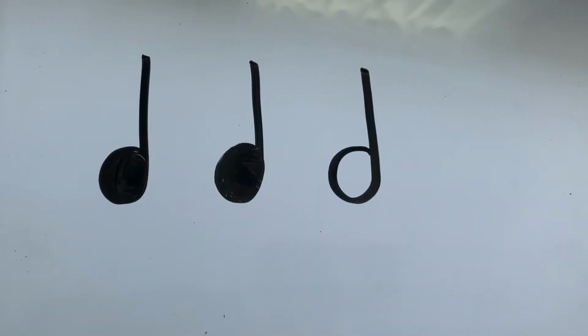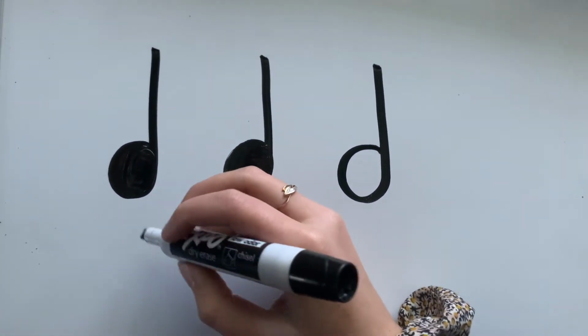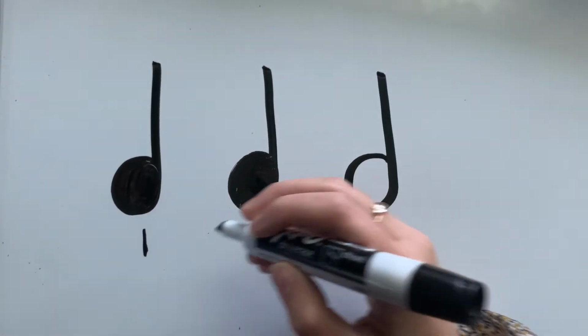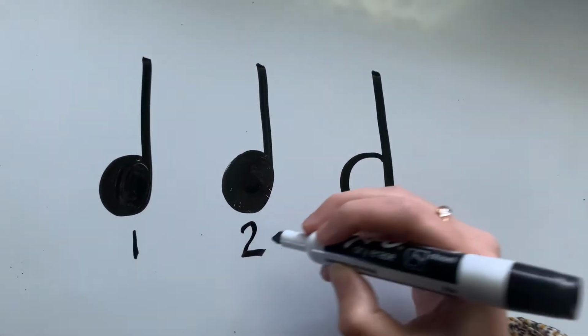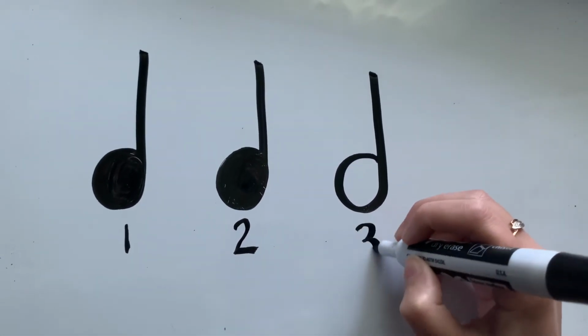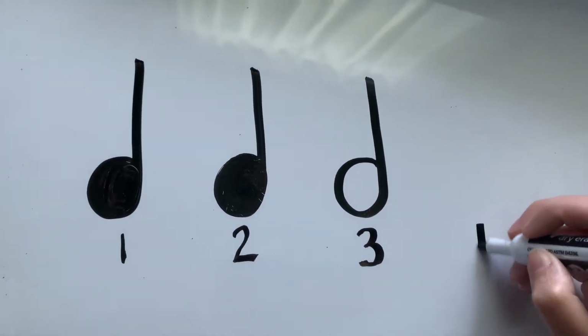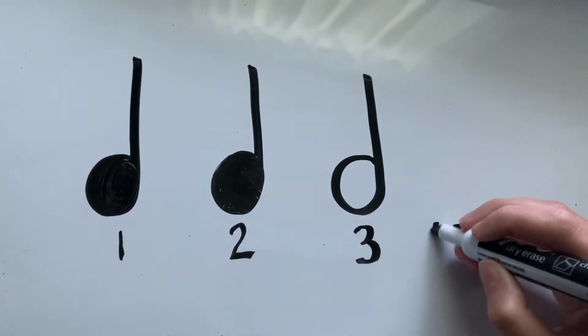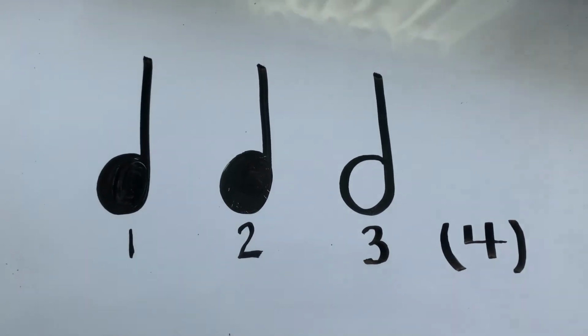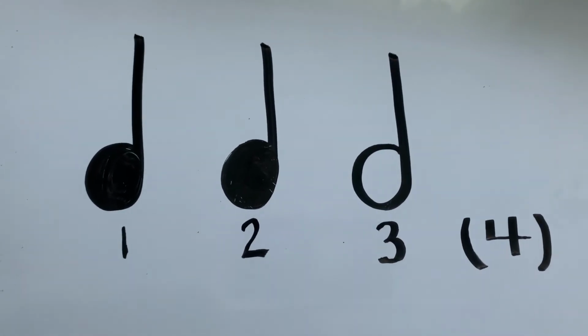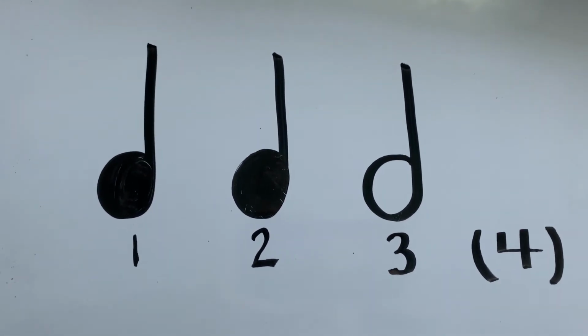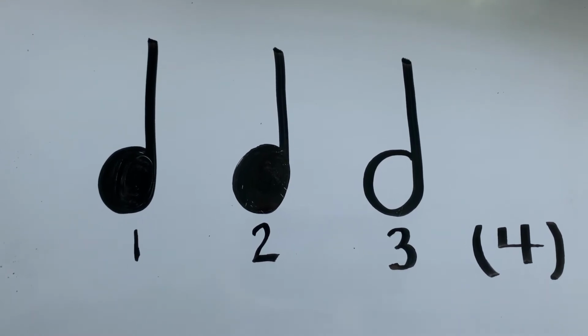Now let's look at some rhythms. So right here you can see that this is 1 because it's a quarter note, 2 because it's a quarter note, and this is 3, but then that's 2 beats, so it holds in 4 too. And this would sound like 1, 2, 3, 4.